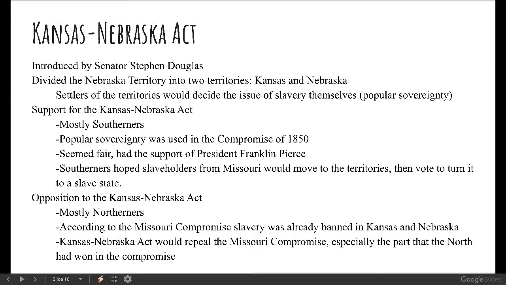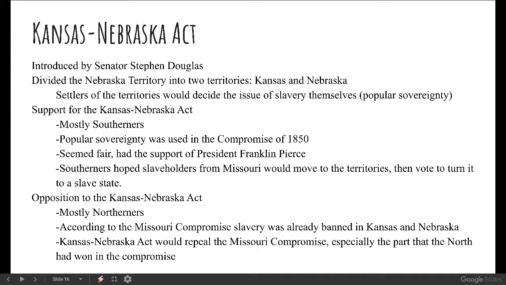A lot of support for the Kansas-Nebraska Act comes from Southerners. They think that the people in Kansas and Nebraska will vote in favor of slavery in their territory. They supported popular sovereignty, which was used in the Compromise of 1850. And it seemed fair to them. It had the support of President Franklin Pierce at the time. And so a lot of Southerners hoped that slaveholders from Missouri would move into the Kansas and Nebraska territories and vote to turn it into a slave state.